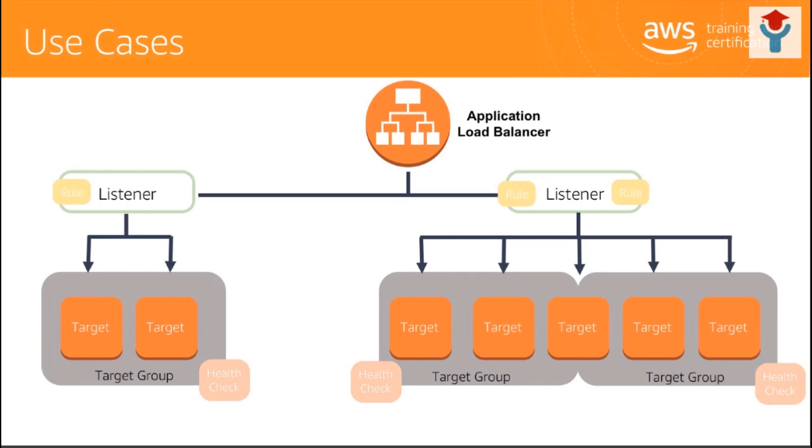When configuring the listeners for the load balancer, you create rules in order to direct how the requests received by the load balancer will be routed to the backend targets. To register those targets to the load balancer and configure the health check the load balancer will use for the targets, you create target groups. As we see here, targets can also be members of multiple target groups.